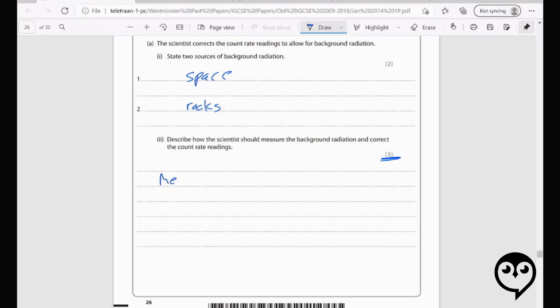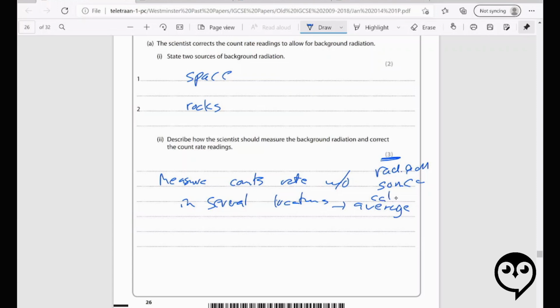I would measure count rates without the radioactive source, in several locations. Obviously, you want to keep the time constant for whatever you do. Several locations, and then you're going to calculate the average, and then you would subtract your average count rate, which is your background, from the other readings. That's what I would say for 3 marks.